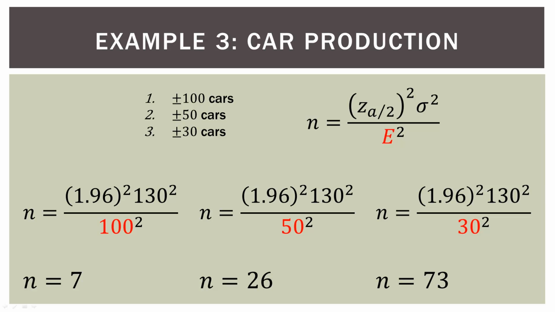Now, for plus or minus 30 cars, each sample would have to be 73. Again, this should make intuitive sense. To have a smaller margin of error, the sample size will have to go up, all else remaining equal. So in this final case, each sample would have to be 73 random hours throughout any given month, so that 95% of our sample intervals contained the actual population mean production.